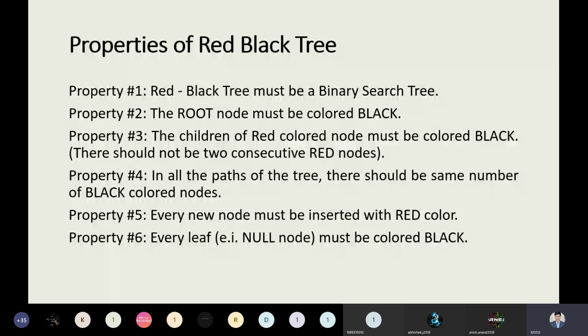So property number two is saying that the root node must be colored black. So keep in mind this important term while we are saying the root node. So root node must be black. And property number three is determining that the children of the red colored node, please keep the term in your mind, the children of the red colored node must be colored black. So keep in mind, the children of the red colored node must be colored black.